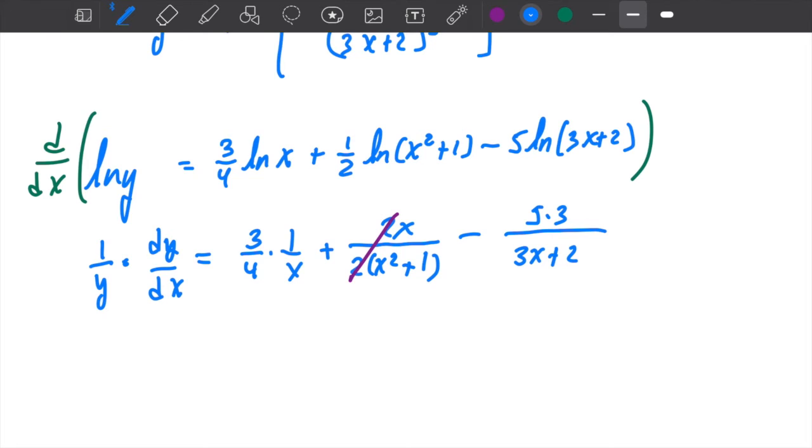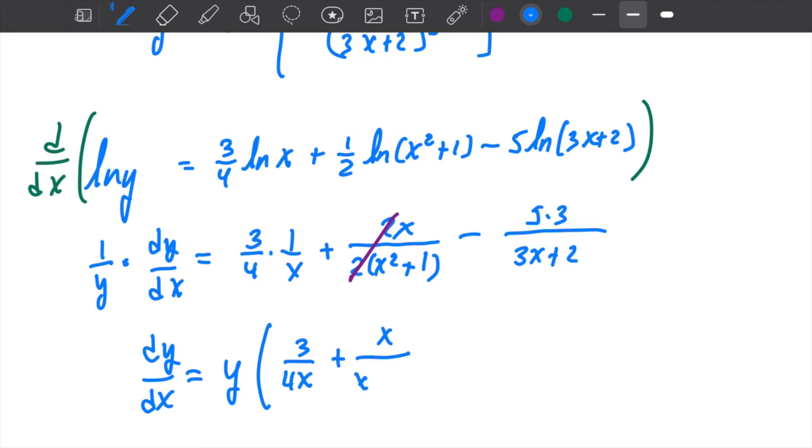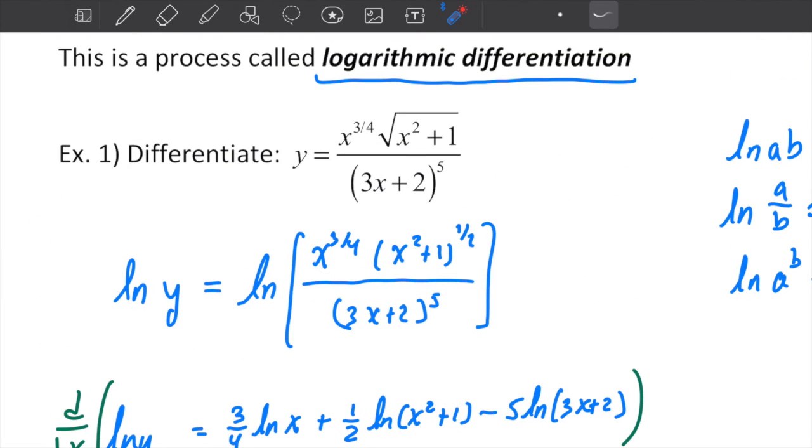Now, rewriting, we want to solve for dy dx. On the left side, we have 1 over y, so we're going to multiply by y. That gets us dy dx is y multiplied by 3 over 4x plus x over x squared plus 1, subtract 15 over 3x plus 2. Our last final step, we don't want this in terms of y and x, so we're going to replace that y. y is our initial statement.